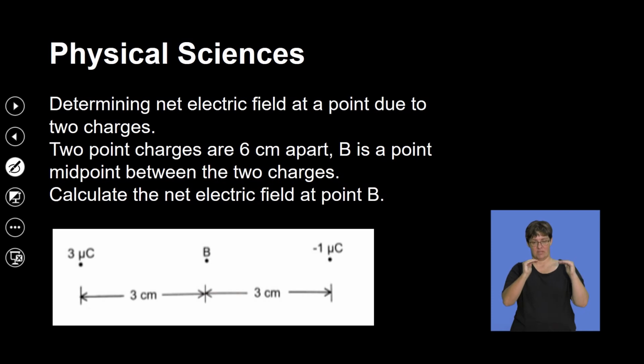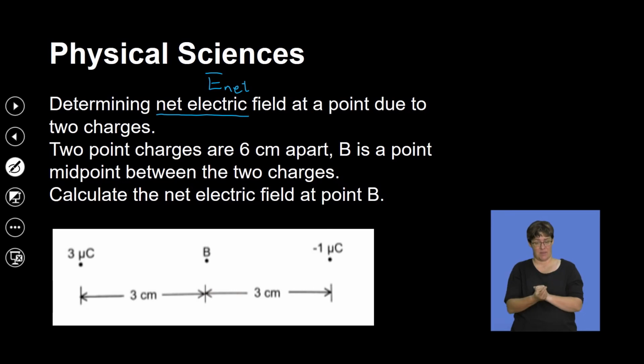Let's shift our gears a little bit and look at net electric field. Now, determine net electric field at a point due to two charges. So we're talking about an E net in this case, okay? Right? So E net is a combination of two charges. We've got a common point which is in the field of both charges, and then we want to know what is the effect on the unit positive charge at that point due to the two charges.